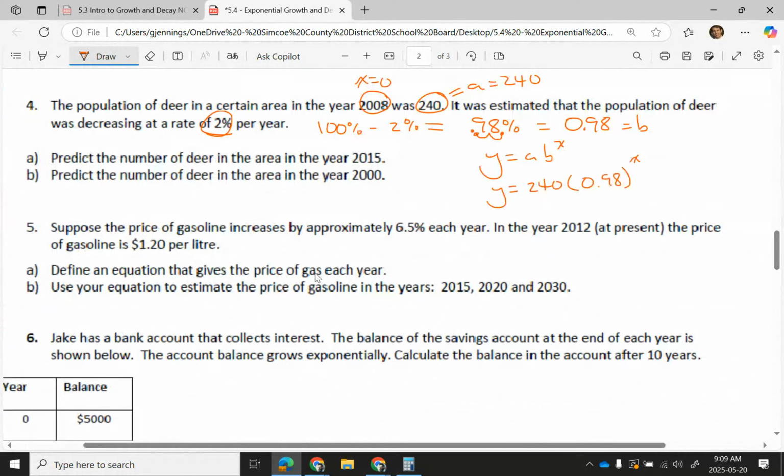So if we want to predict the number of deer in 2015, that's x equals 7. The way I did that was 2015 minus 2008. That gives us the x value of 7, the number of years since 2008.